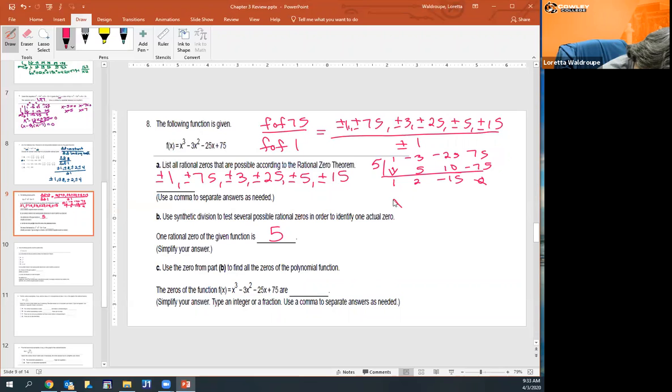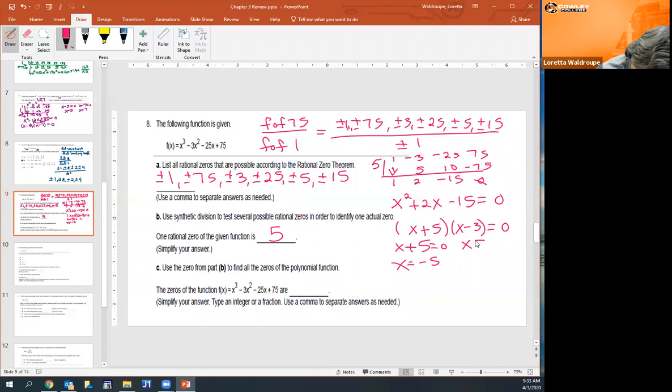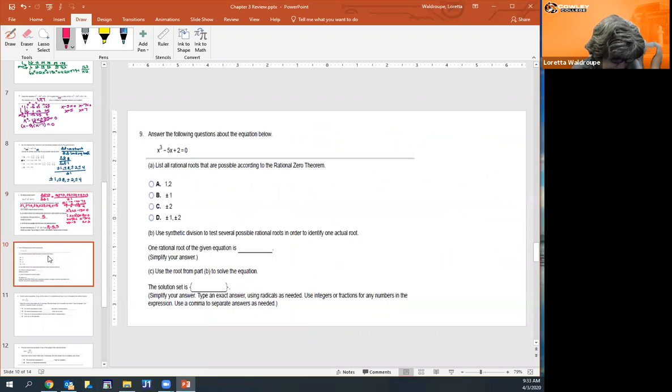And I'm left with x squared plus 2x minus 15 equals 0. I can factor that because 5 and negative 3 will multiply to the negative 15 and add to give me positive 2. Set each one equal to 0 and solve for x. So my final answer, I have the 5, the negative 5, and the 3.